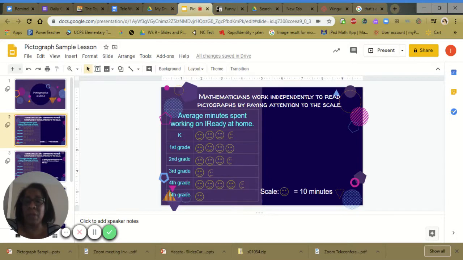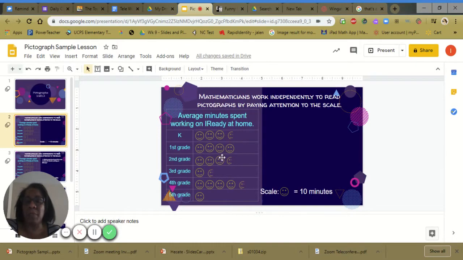So in this case, remember, a pictograph represents data using pictures or symbols for the values. Today, we are looking at the average minutes spent working on iReady at home. So here the data is presented for kindergarten, first grade, second grade, third grade, fourth grade, and fifth grade.